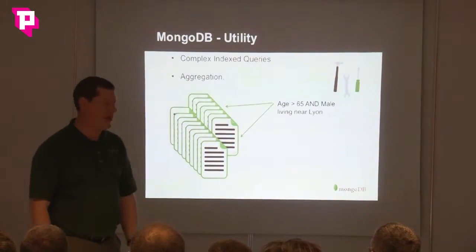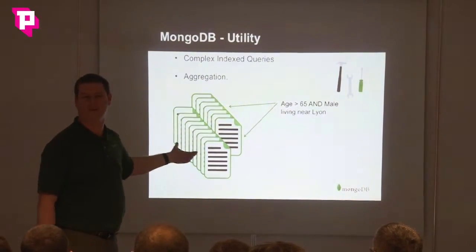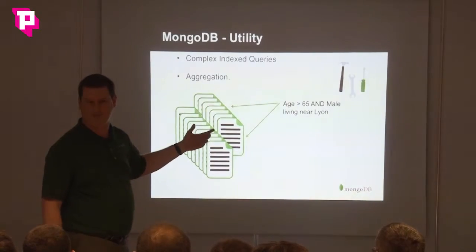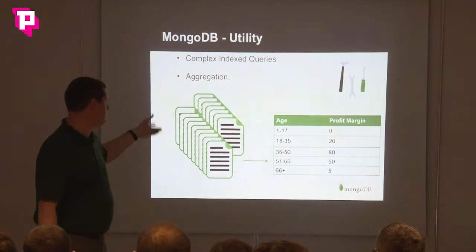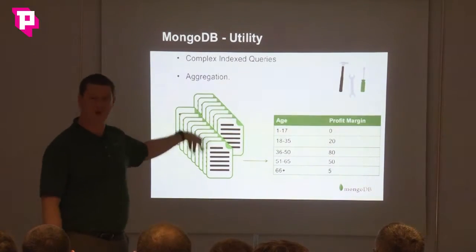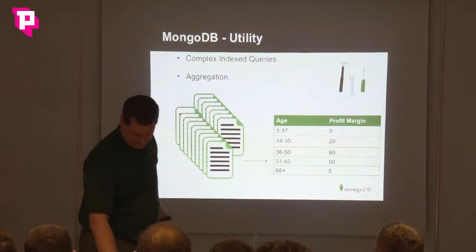Okay, so in MongoDB, I can do a query like age is more than 65, and they're male, and they live near Leon. Didn't mention we also have geospatial query. And I can say, give me these buckets and age ranges and how much profit margin we're making on each one of them. See, I told you it was money there.